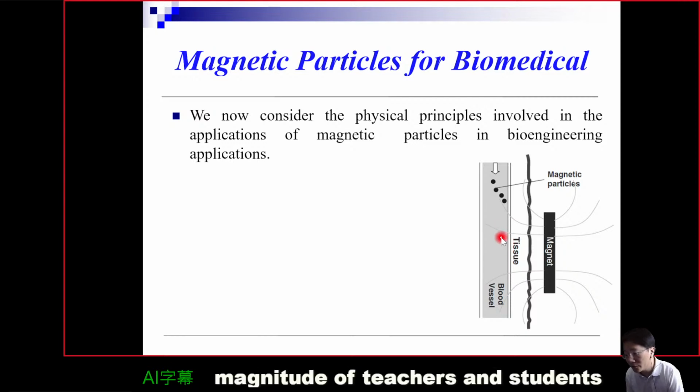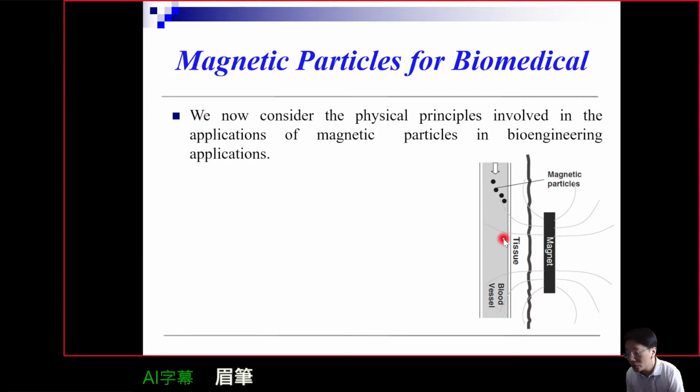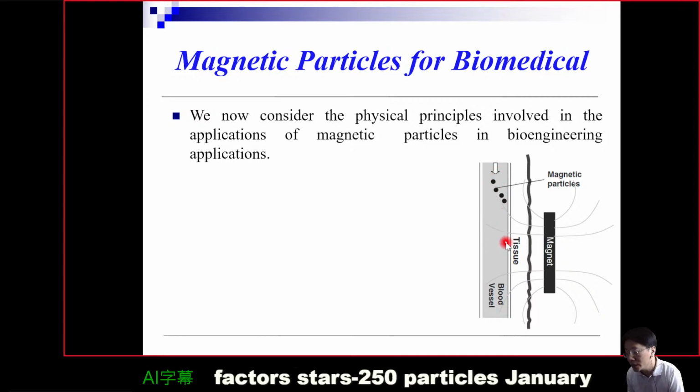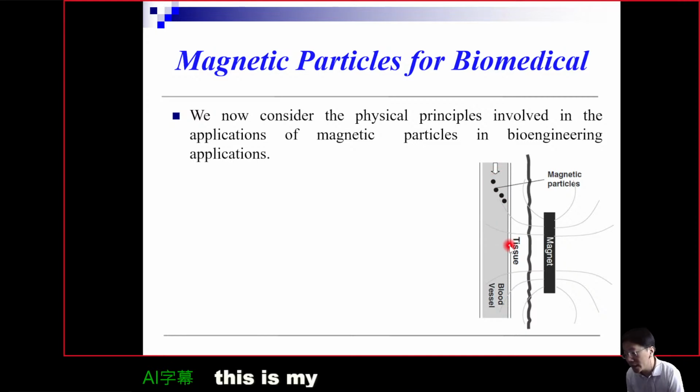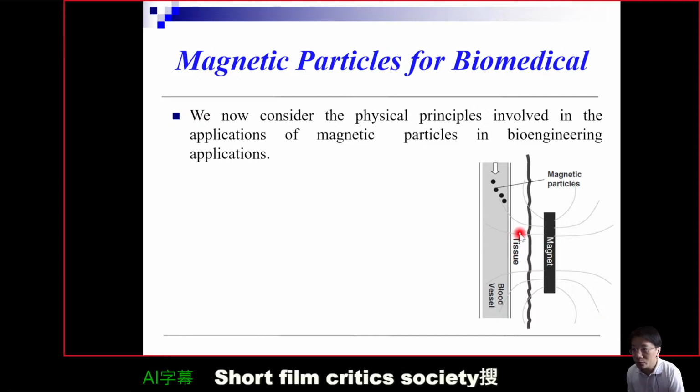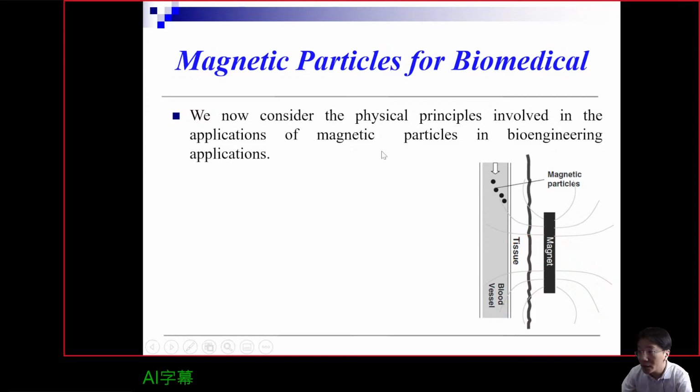interact by themselves. Maybe you can also use an external effect such as an AC magnetic field or AC electric field to induce the breaking of these particles. Then you will release the different medicines inside the tissues. So that will reach the goal of doing some therapy. So this is the idea of how we use magnetic particles for biomedical applications. Before that, let me give you a video.